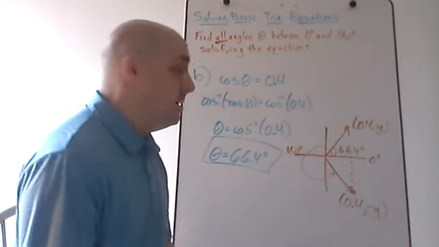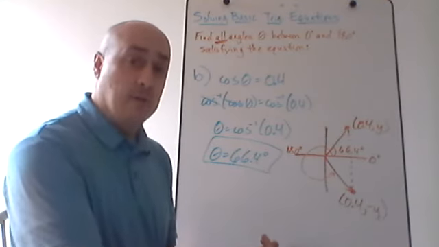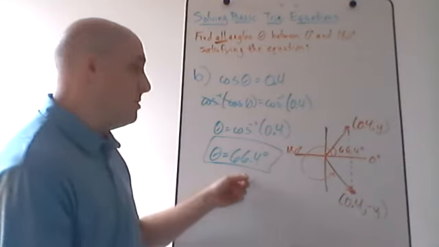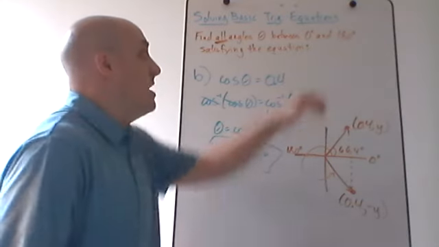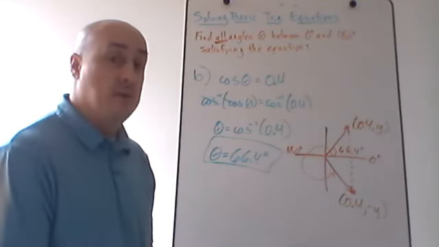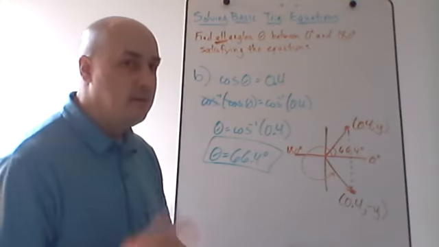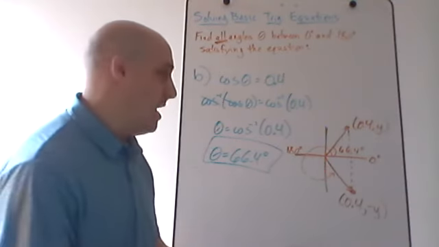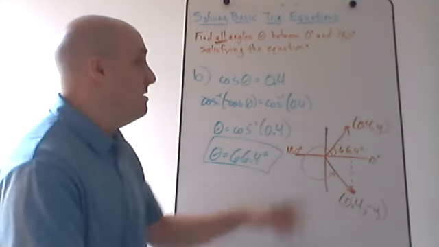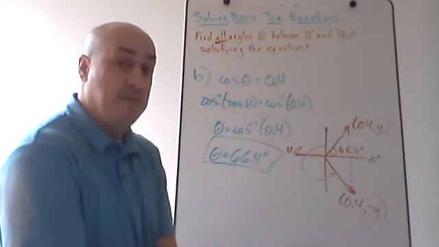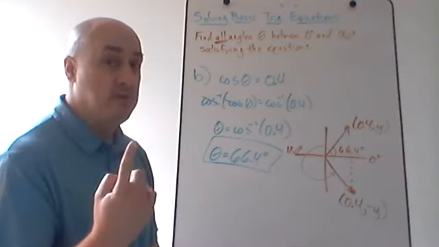Some problems just say, find one angle that solves this equation, in which case once you find the first angle you're done. Some of them say between 0 and 180, some might say between 0 and 360, and if it says between 0 and 360, you're going to have two answers pretty much all the time. But if it says between 0 and 180, you can see with the sine function we got two answers, with the cosine function we really only got one.